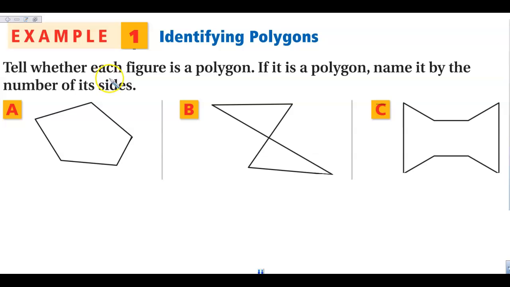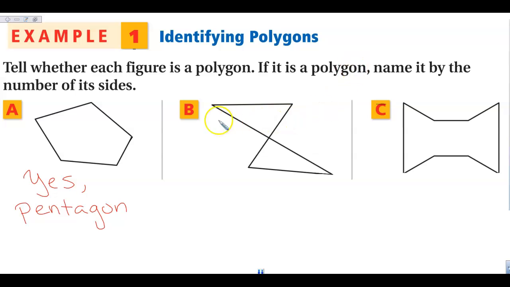So when we look here, we want to know, is the figure a polygon? And if so, how many sides does it have? And name it by its sides. When we look at this one, all the sides are straight lines. They all connect. So this is a polygon, and it has 1, 2, 3, 4, 5 sides. A 5-sided polygon is a pentagon.